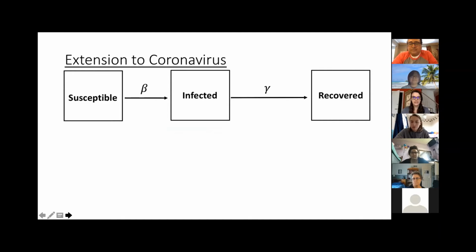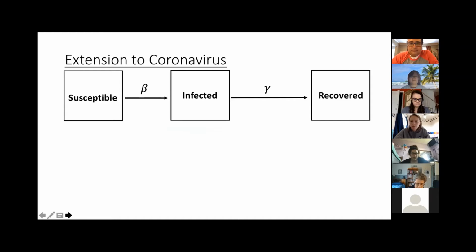But we'll start again with this flow chart kind of idea. So we know we should still have a susceptible, infected, and a recovered population. The susceptible will become infected at a rate beta, and then the infecteds become recovered at a rate gamma, different numbers.